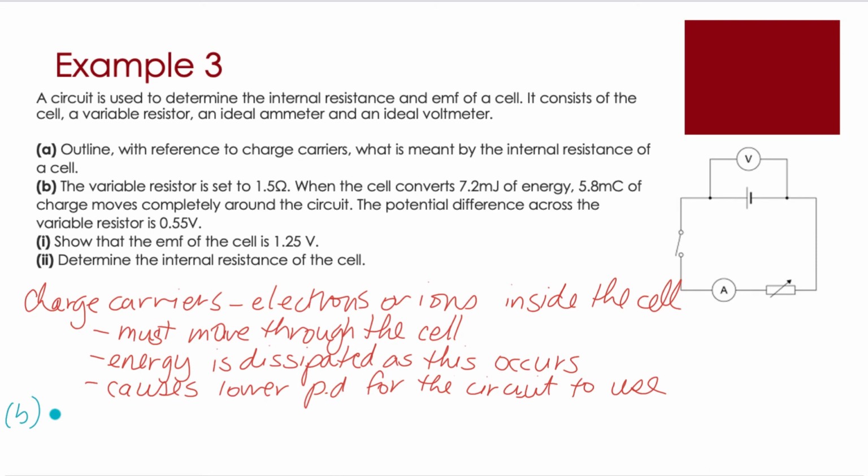Well, let's remember that volt is work per charge, or energy per charge. So that's going to be 7.2 times 10 to the power negative 3 over 5.8 times 10 to the minus 3, and I'm going to get 1.41 volts, which is approximately 1.25 volts.